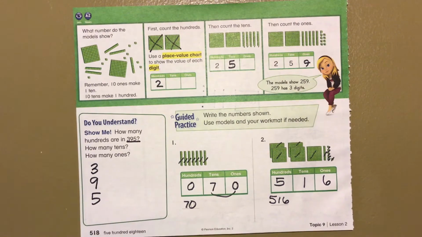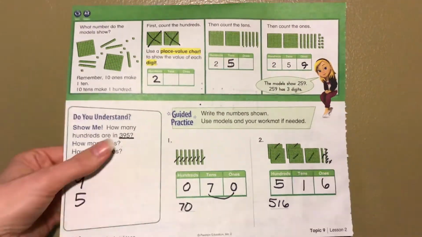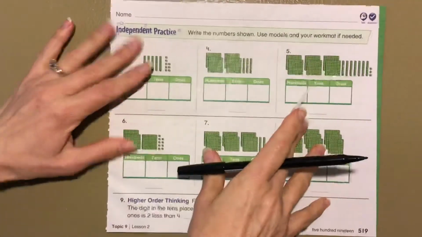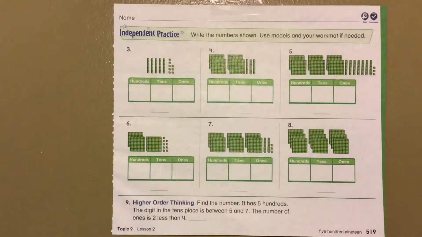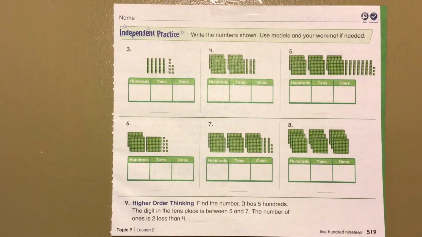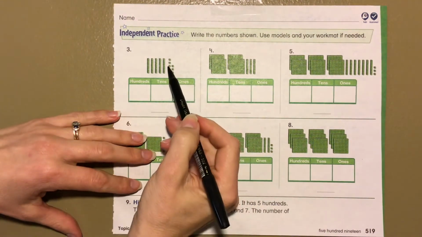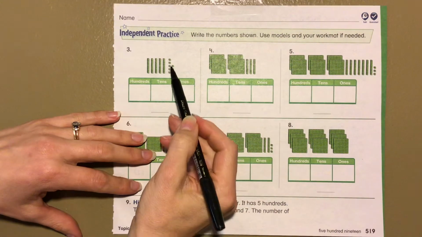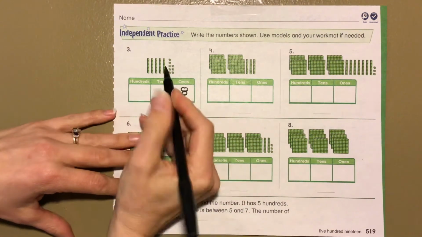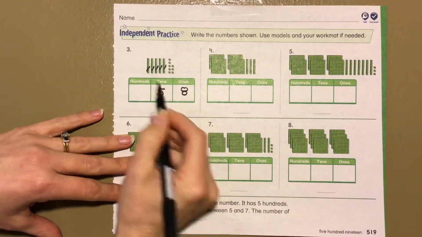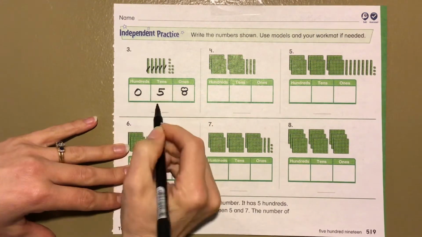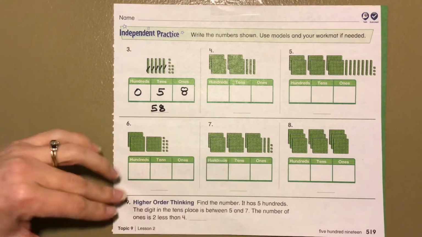We're going to be doing exactly this. I like to start with the ones first and then go to the tens and then up to the hundreds and kind of cross them out as I go so I don't miss any. All right, let's take a look at number 3. Let's count the ones first. How many ones do we have? 1, 2, 3, 4, 5, 6, 7, 8. 8 ones. How many tens? 1, 2, 3, 4, 5. 5 tens. How many hundreds do we have? 0. So our number is just 58.